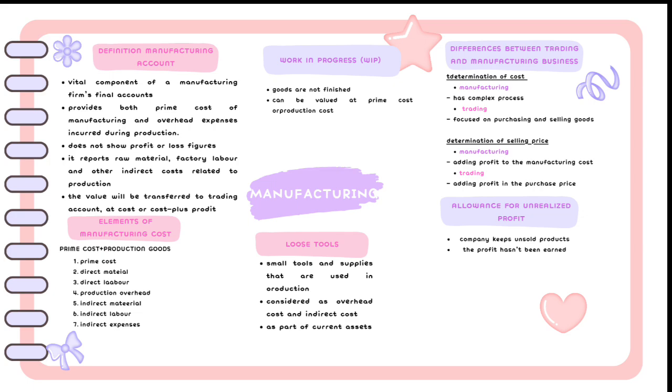Indirect labor is the cost of workers who do not use the direct materials to build the product, but they are needed to operate the factory, for example, factory supervisors. Then, indirect expenses are expenses incurred to operate the production but cannot be directly associated with the product, for example, factory rent. The term loose tools refers to small tools or supplies that are often used in the production processes, for example, hammers, screwdrivers, and tape measures.